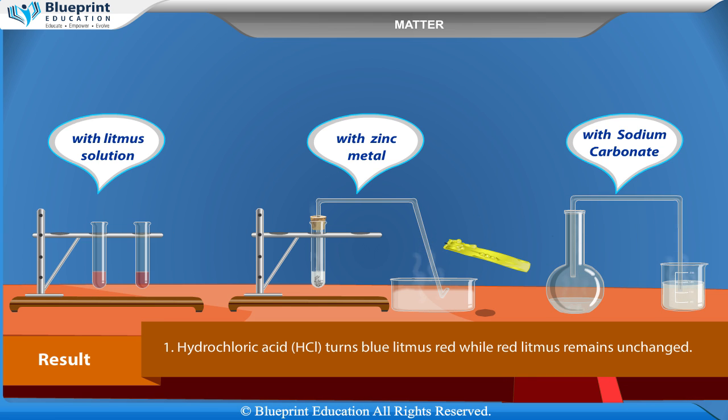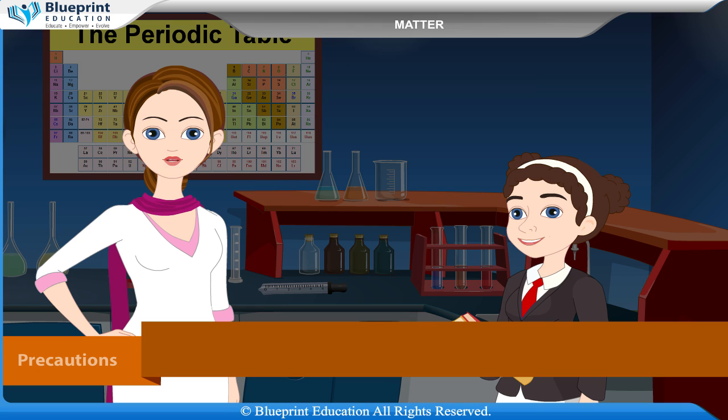Result: hydrochloric acid HCl turns blue litmus red, while red litmus remains unchanged. HCl reacts with zinc metal and produces H2 gas. HCl reacts with sodium carbonate and produces carbon dioxide gas. Hydrochloric acid is acidic in nature.